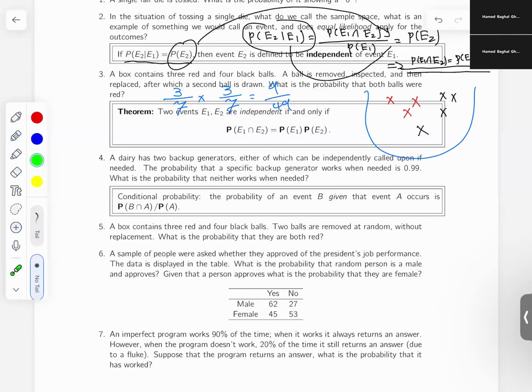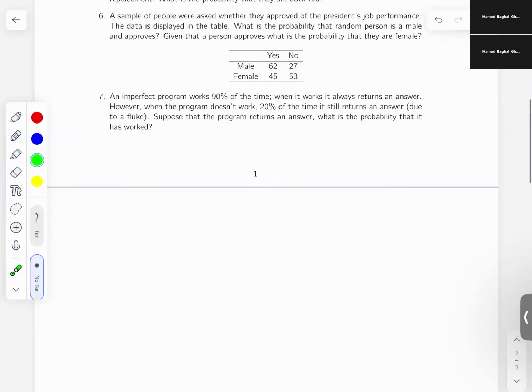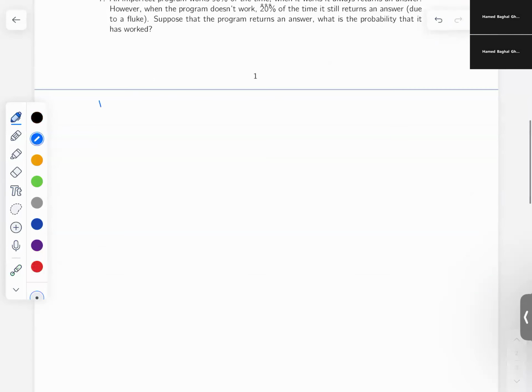Question 4. A dairy has got 2 backup generators. Each of them works independently. The probability that a specific backup generator works when needed is 99%. What's the probability that neither works when needed? Very simple information, but suddenly asking a difficult question. Okay, so probability of the first generator working is 99%.